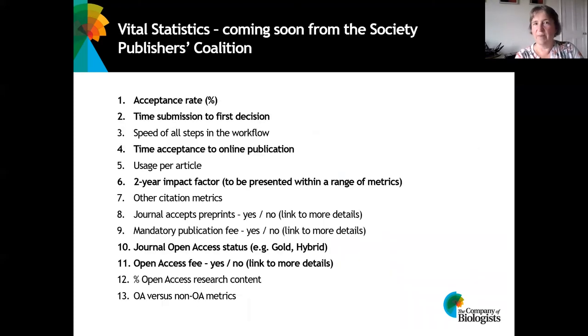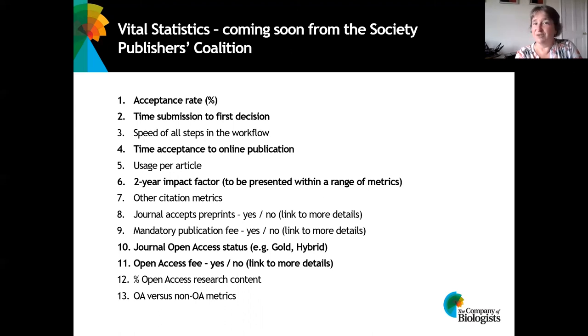And then finally, I said I'd talk about vital statistics. So this hasn't been published yet, but it came from a number of publishers who've used the previous two schemes to be more transparent about their metrics. And having received feedback from authors that they're delighted that we're being more transparent about our metrics, but there were certain author-facing metrics that they would like to see that we hadn't included. So we've come up with an additional list. The items in bold are recommended and the others are optional. And we're hoping that a number of members of the Society Publishers Coalition will show these metrics for their journals.